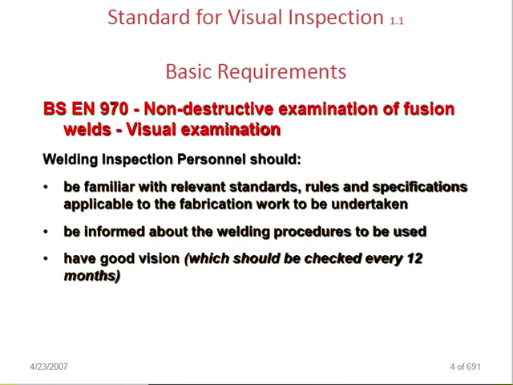The standard for our visual inspection, what standard we are following, the basic requirement: BS EN 970, this is very important. BS EN 970, non-destructive examination of fusion welds, visual examination. So this BS EN 970 we are using for visual examination. Welding inspection personnel should be familiar with relevant standards, rules and specifications applicable to the fabrication work being undertaken. If you are doing fabrication of structural steel, going as per AWS D1.1, he should be fully familiar with AWS D1.1.